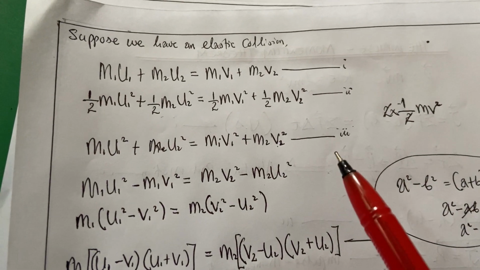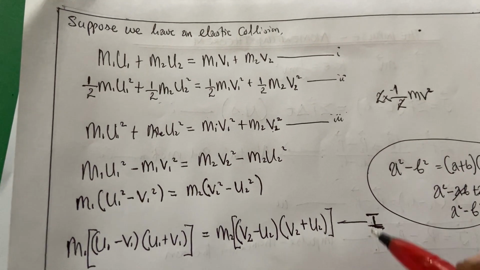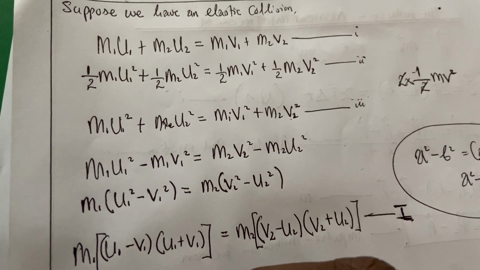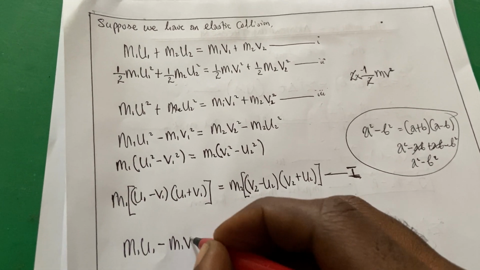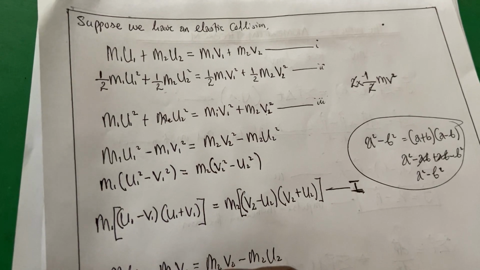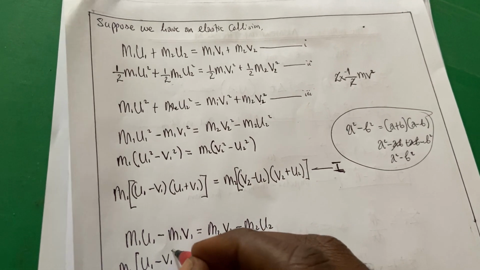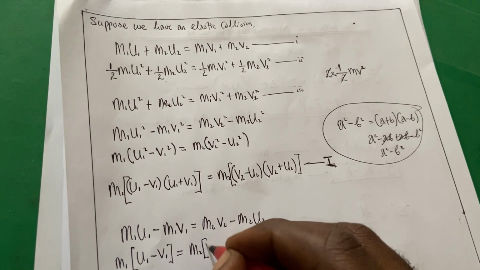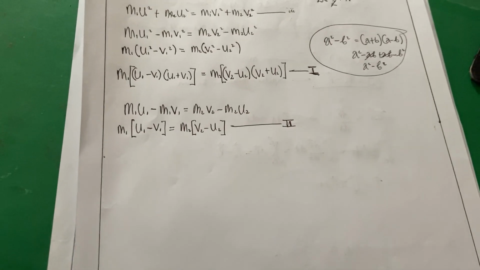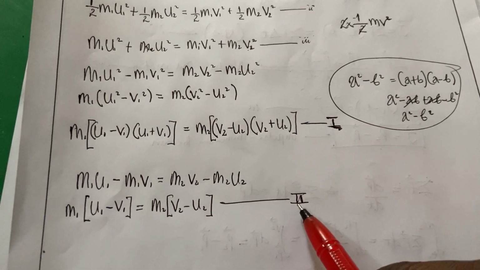Okay, let's go to equation 1 and try to factorize m1 and m2 out, and then compare it with this equation. From equation 1 we have m1 u1 minus m1 v1 equal m2 v2 minus m2 u2. I'll factorize m1 out and we're left with u1 minus v1, and I'll be having m2 times v2 minus u2. I titled this one equation 2. Having done this, I'm going to divide equation 1 by equation 2.